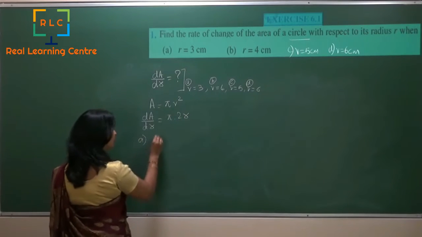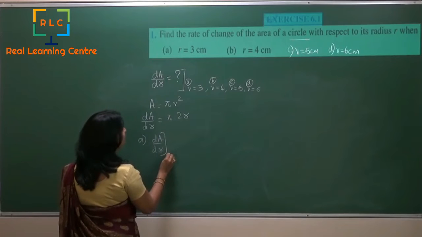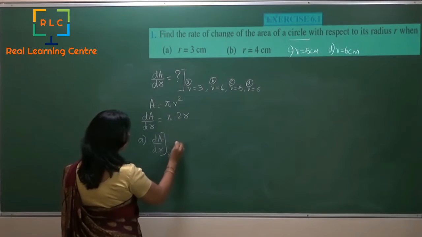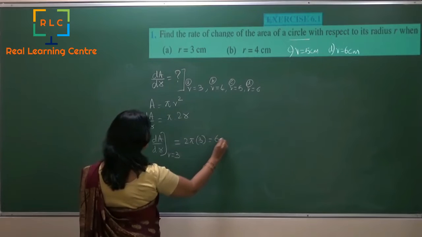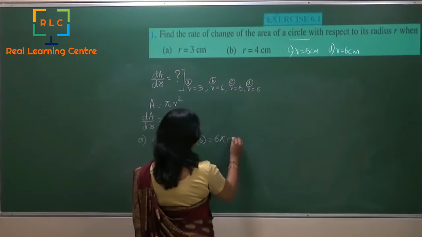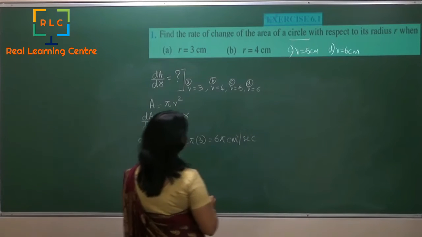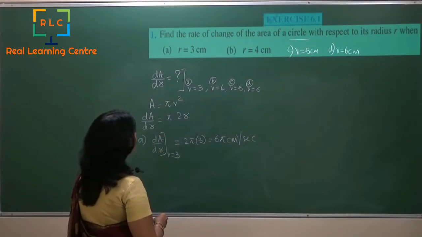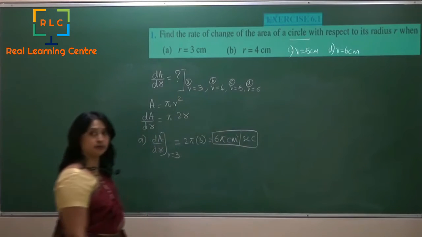Now problem A, dA by dr when r is equal to 3. It is 2 pi into 3, which is equal to 6 pi, and we're talking about area, so it is centimeter square per second. Okay. I have taken per second, or maybe per whatever. I have taken per second.